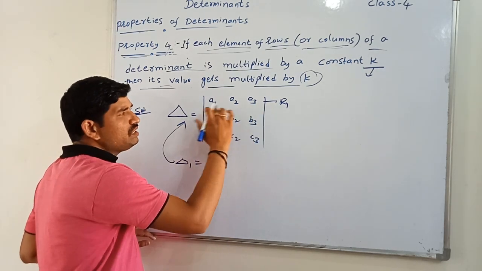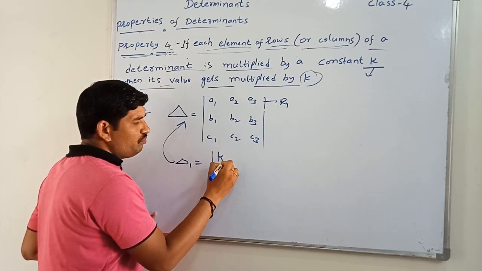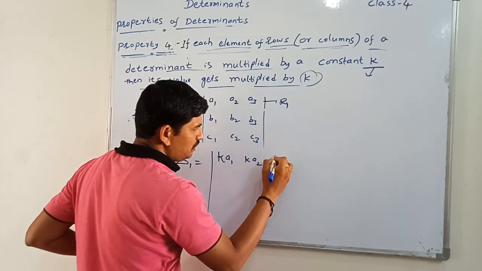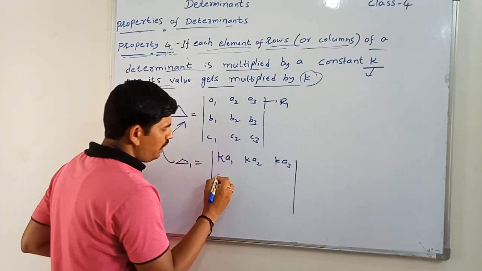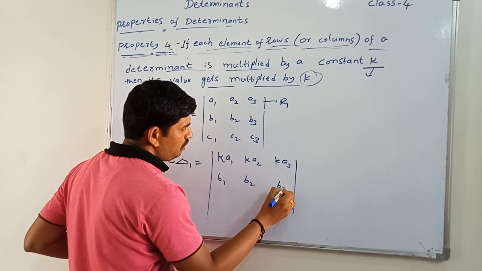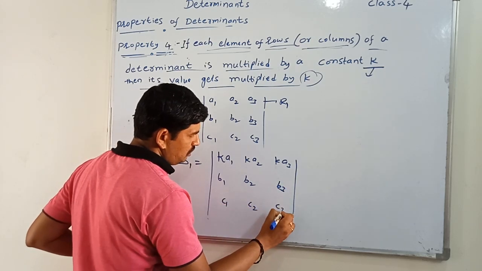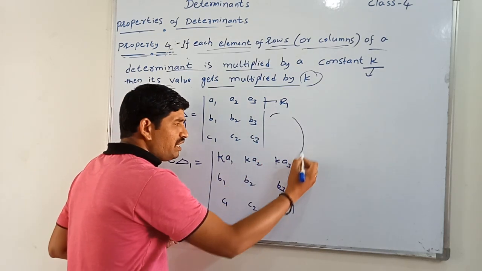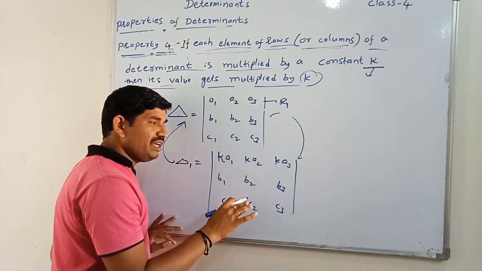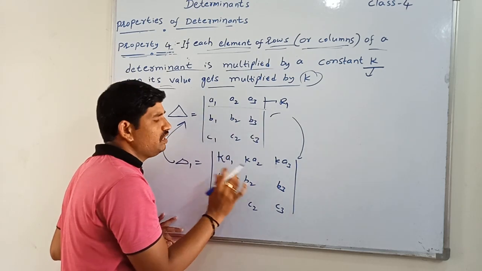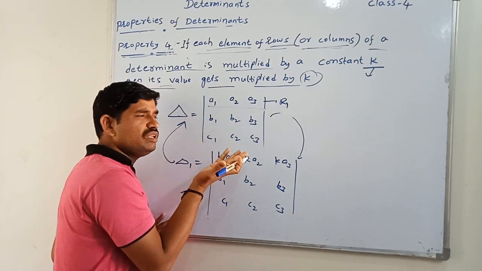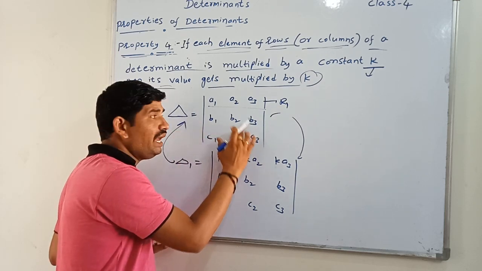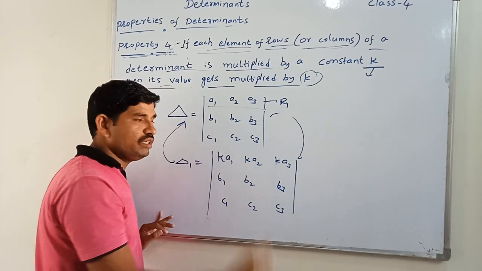Multiplying the first row by k, the resulting determinant is k into a1, k into a2, k into a3, and b1, b2, b3, c1, c2, c3. This is delta 1. From delta we are writing delta 1. How? Just for the first row we are multiplying by k. Not only the first row, we can multiply by k for the second row also. Any one row we can multiply by k.